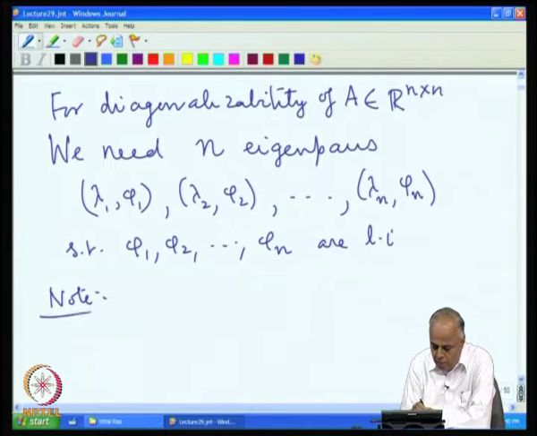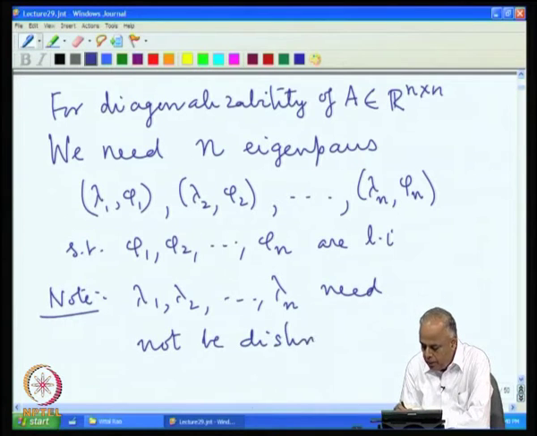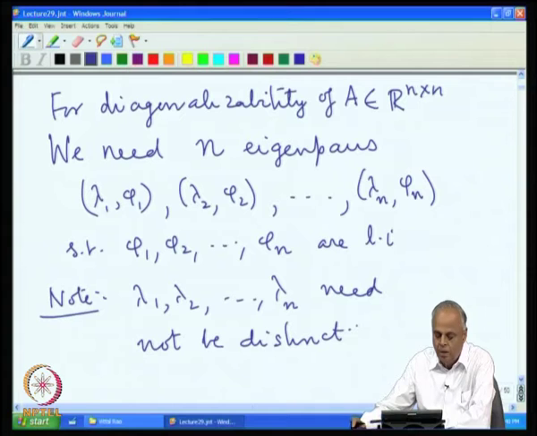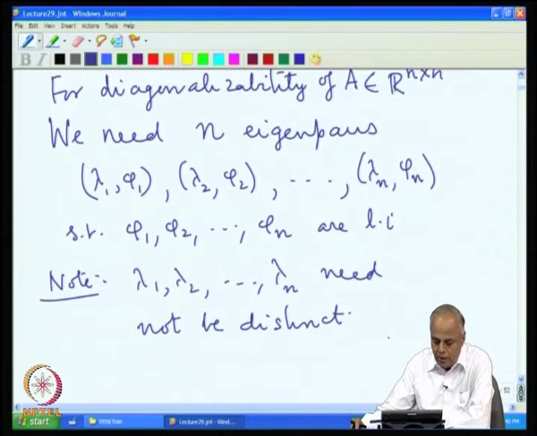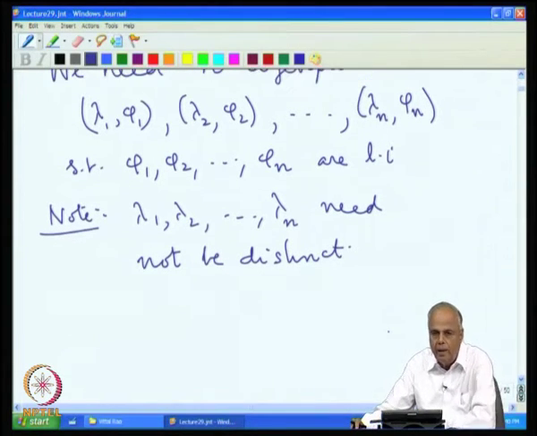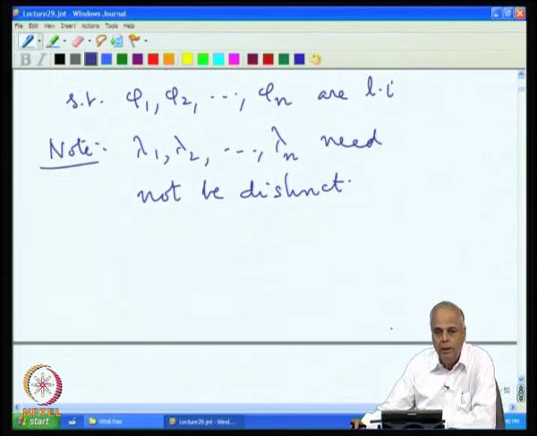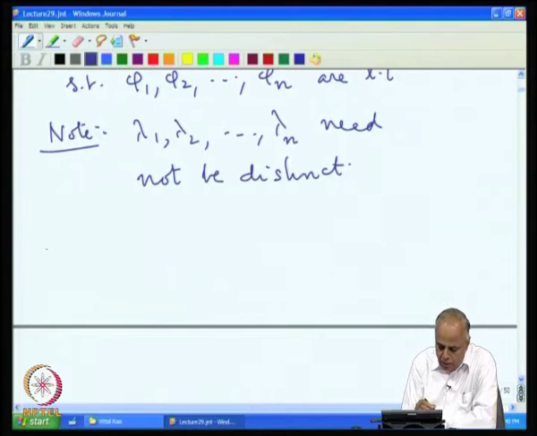Note, lambda 1, lambda 2, lambda n need not be distinct. What we mean is that some of them could be repeated. So, for diagonalizability, our problem is to find such n eigenpairs where the eigenvectors involved in the eigenpairs are linearly independent. Let us look at some simple examples.